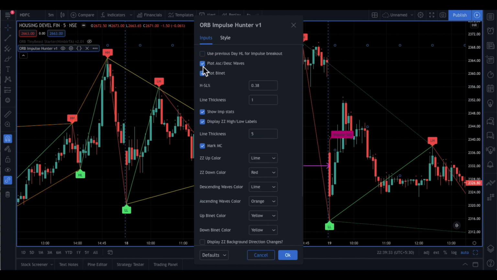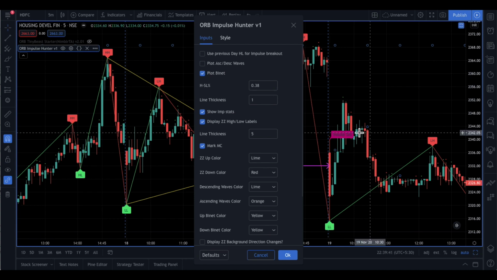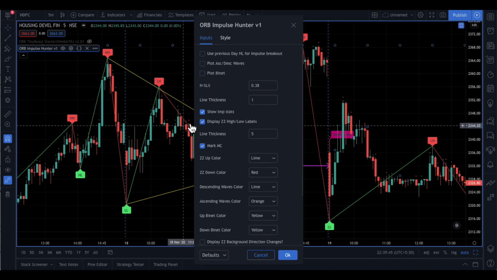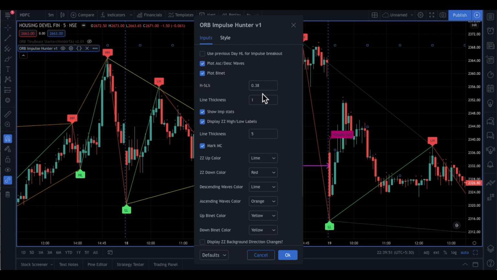And of course, there are features where you can plot ascending waves. If you don't want the ascending waves and descending waves to be plotted, you can enable these features, and the lines will disappear. Similarly, if you don't want to plot the Binets, the lines will disappear. So this is definable. Then of course you can define the stop loss, the HSL stop loss you want to use, the line thicknesses, and whether you want to mark those MCs or not.